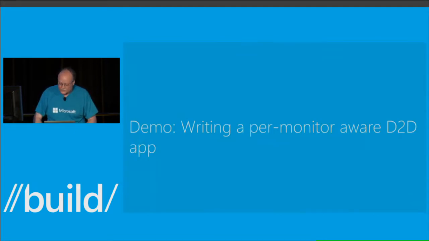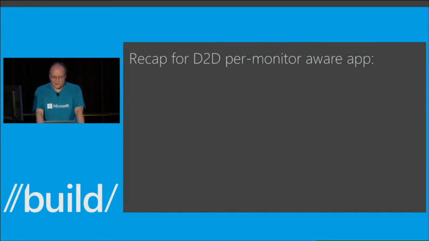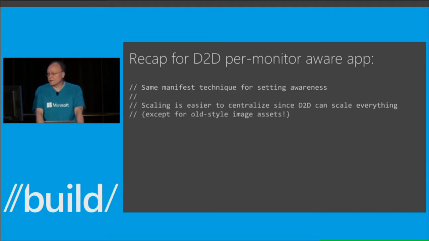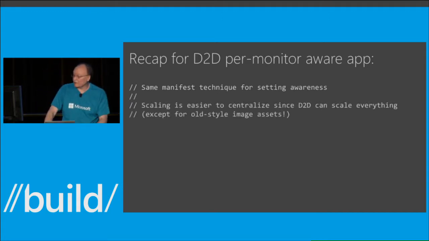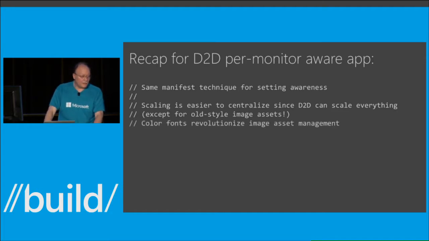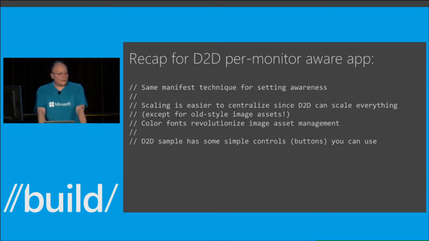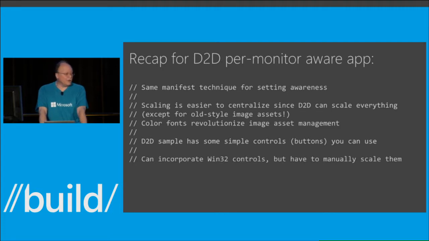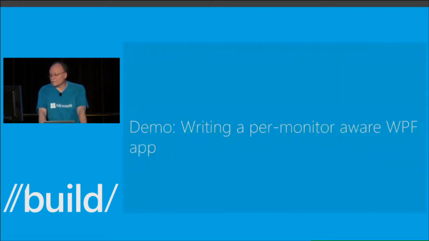So just a quick recap. Same manifest technique for declaring yourself to be per monitor aware. Scaling is a little bit easier to centralize because D2D can really do about everything for you unless you have some of these old style image assets. But if you do, consider moving to color font technology and getting away from having fixed size assets. Make everything scalable right from the get-go. And the sample shows how you can incorporate that in some simple button controls. And notice you can also incorporate Win32 controls like the rich edit window, although you have to do some manual scaling work on them. So some really rich possibilities here with D2D.